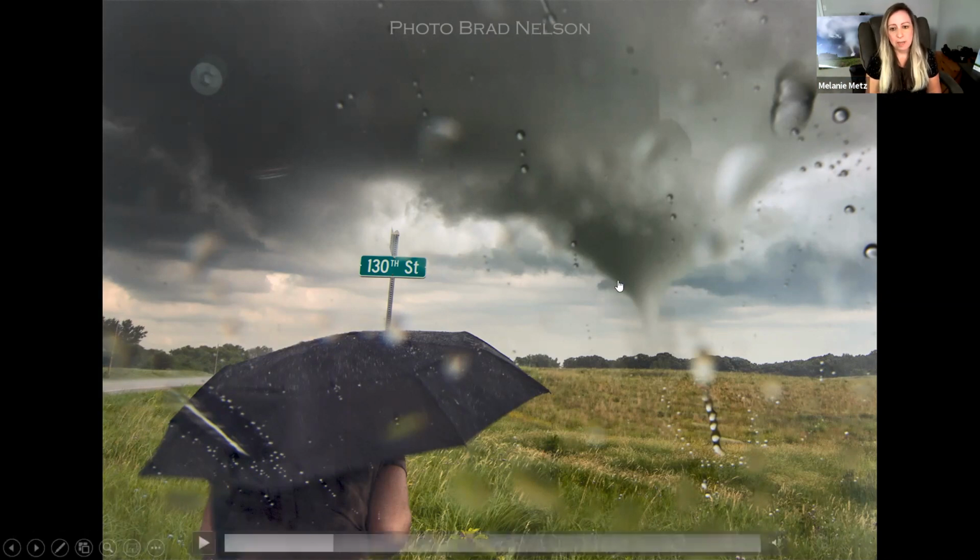And a tornado came down. Clearly, it's on the ground at this point, and there's actually debris. And so I like this shot because it's me with an umbrella, and this was a picture Brad took, photo by Brad Nelson, which is a really cool shot, just that nice action shot with the rain started coming in.